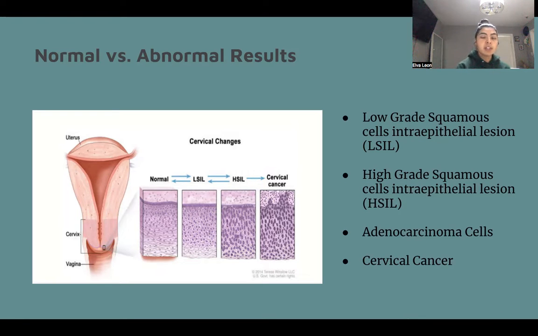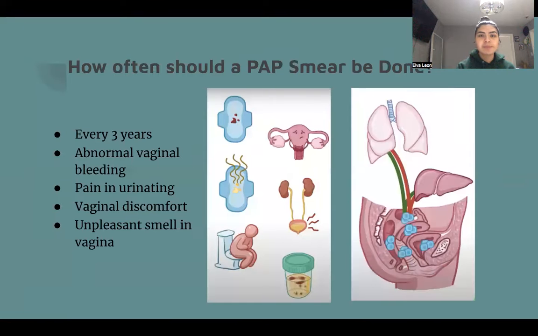And when you get your test results back, a negative means that you have no cervical cancer. A positive means that you do have possible infection or cervical cancer. You can also get a false negative, which tells you that you don't have infection or cancer, but in reality you do. That's why it's important to get checked frequently.